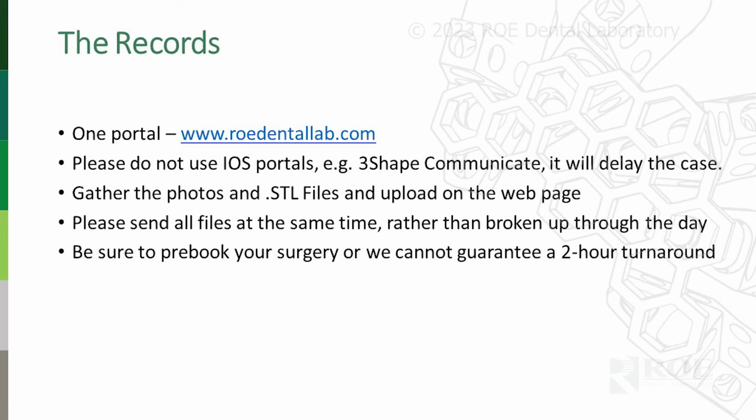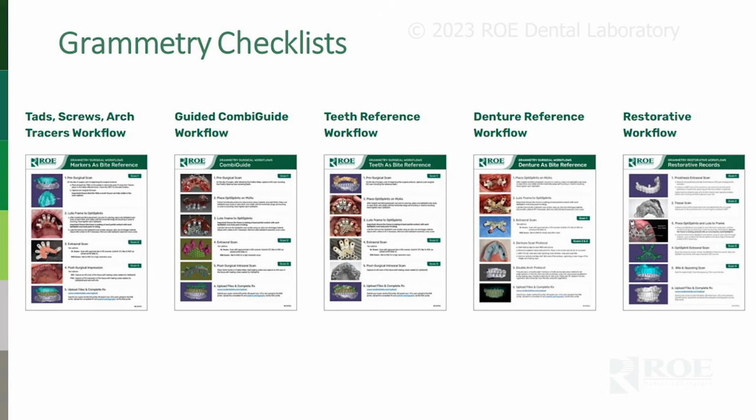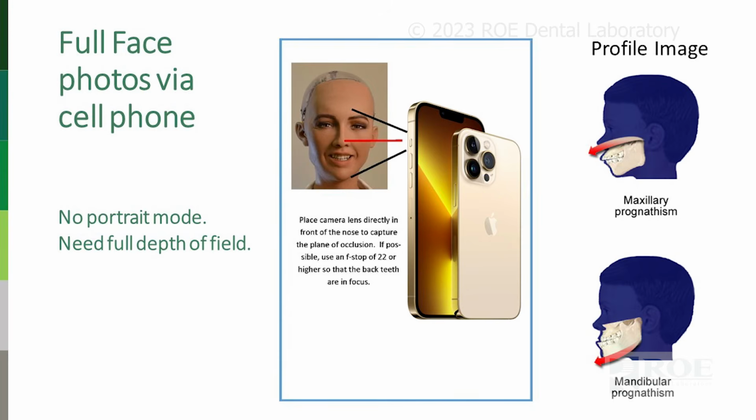Make sure you have everything in there. We don't want to get it piecemeal, some photos in the morning, some STL files mid-morning, and then the critical ones in the afternoon. Save them all and deliver them all at the same time, rather than broken up throughout the day. Then make sure you pre-book, no surprises. And use our checklists. They're fantastic, step by step, so the team knows exactly what to do.